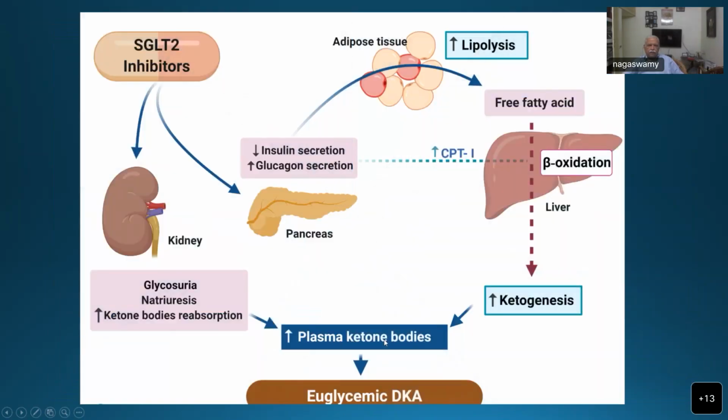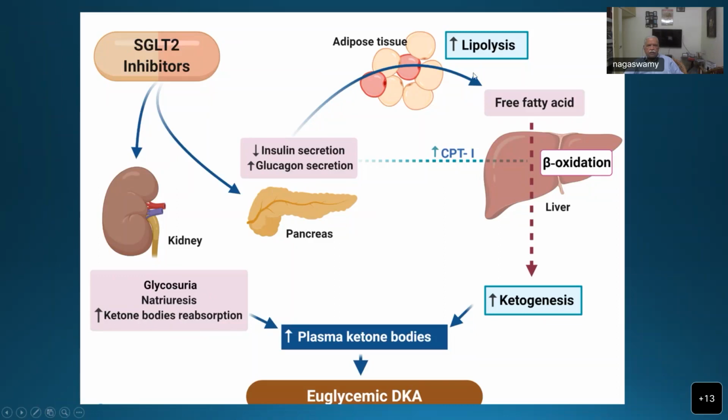Now, what is the mechanism in these patients who have euglycemia? There are two things. One is that these SGLT2 drugs act on the kidney in the proximal tubule, and they don't allow the reabsorption of glucose that is filtered. So there is glycosuria, and sodium also is lost. Natriuresis is also happening. And there is an increased reabsorption of ketone bodies. So this will help to increase the plasma ketone levels.